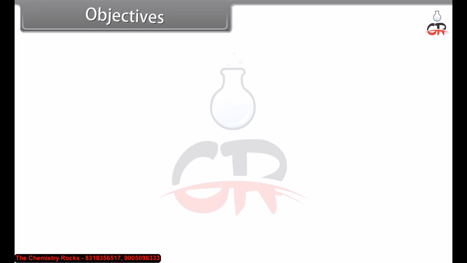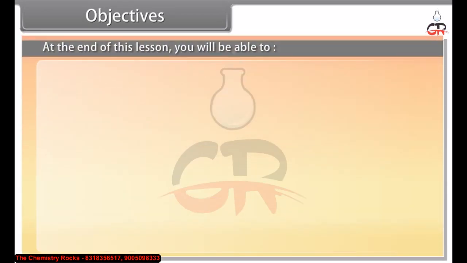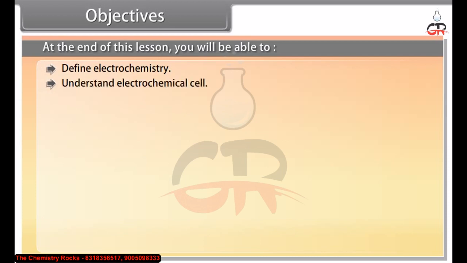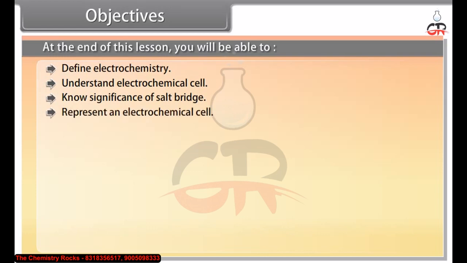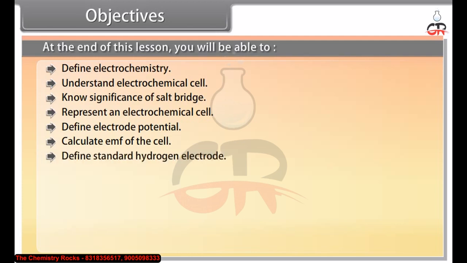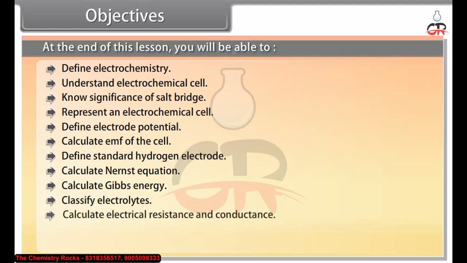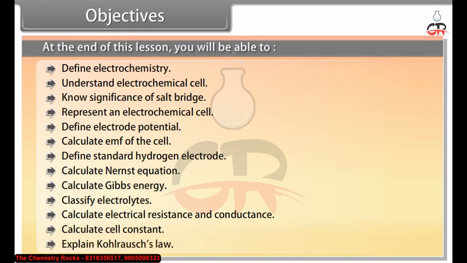Objectives. At the end of this lesson, you will be able to define electrochemistry, understand the electrochemical cell, know the significance of the salt bridge, represent an electrochemical cell, define electrode potential, calculate the EMF of the cell, define the standard hydrogen electrode, calculate the Nernst equation, calculate Gibbs energy, classify electrolytes, calculate electrical resistance and conductance, calculate cell constant, and explain Kohlrausch's law.